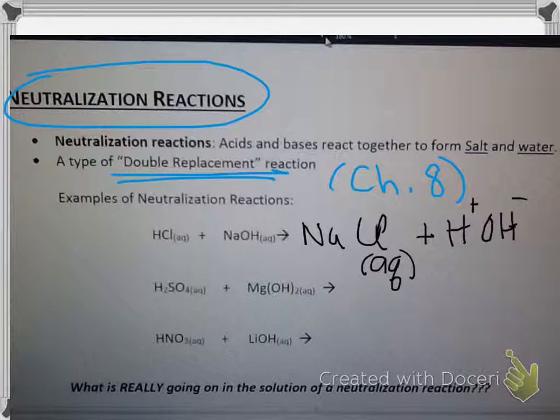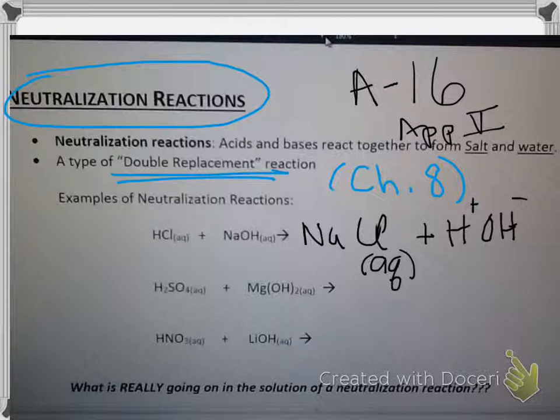Let's see here. On page A16, appendix number 5, the solubility table. If you are ever wanting to write a complete equation and you wanted to find out if a salt is soluble in water, you can check out appendix page A16. It's appendix 5 in the back of your book. There's a solubility table there.